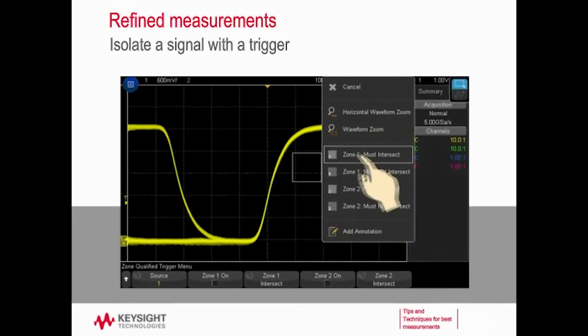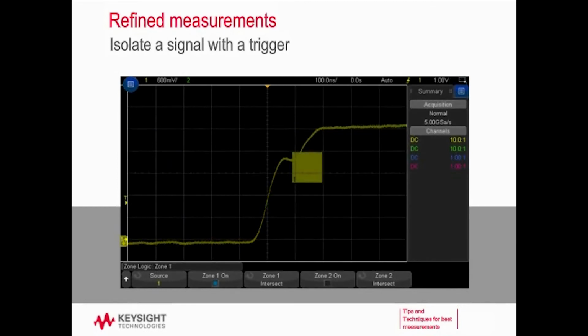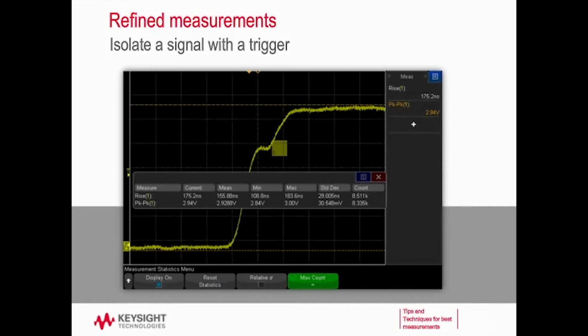All you have to do to isolate the signal is draw a box around where that glitch is and select must intersect. That's going to allow you to isolate the signal. Once the signal has been isolated, we can make measurements specifically on this part of the signal, where this glitch is happening, and we don't have to make measurements on the parts of the data bus that we know are operating properly.